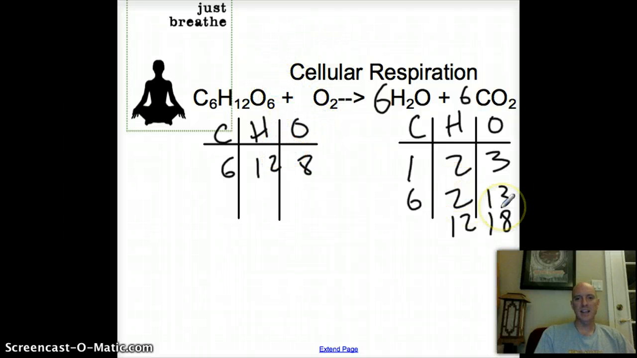I need a total of 18 oxygens on this side. I've got to recognize that I've got 6 right there, right? And so 6 plus 12 is 18. And so if I needed 12 right here, I'm going to multiply that by 6. So I've got 12 oxygens there plus those 6 equals 18. And bam, balanced again. How about that? And so we balance that cellular respiration while we're actually doing it in our bodies.